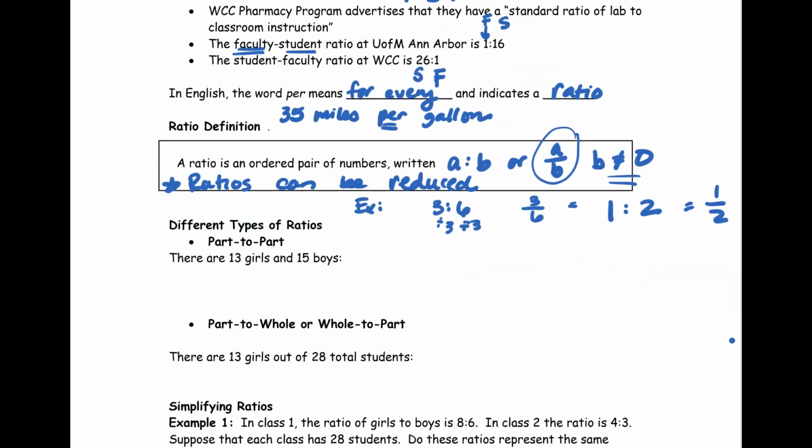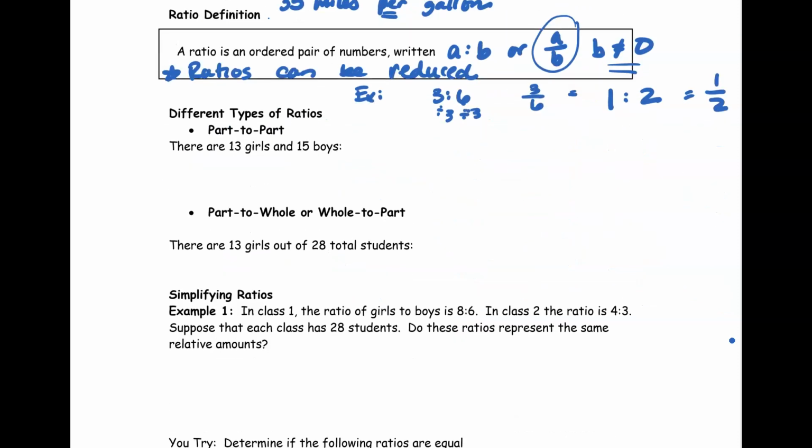There are different types of ratios that we're going to talk about. Let's talk about part to part, and then we'll also talk about part to whole. For part to part, an example: there are 13 girls and 15 boys, maybe in a classroom. So you could say that the ratio of girls to boys is 13 to 15. Neither one of those numbers is talking about the whole class. Now you could add up those numbers to figure out how many people are in the class, so you get 28 people in the entire class.